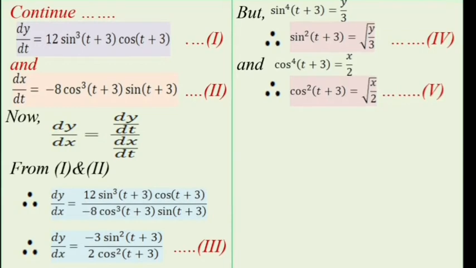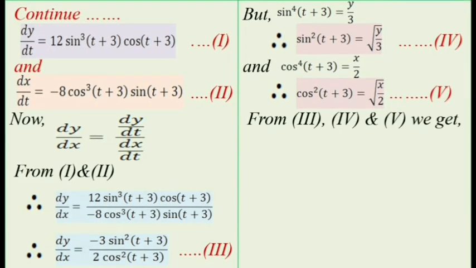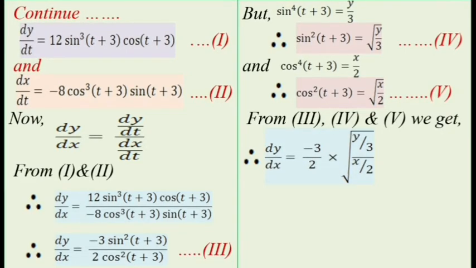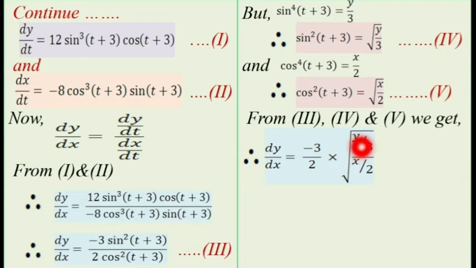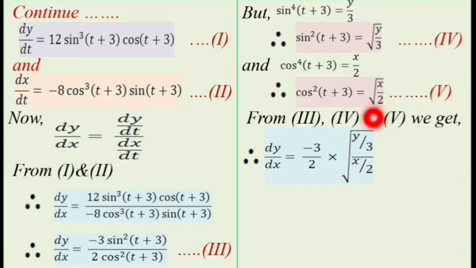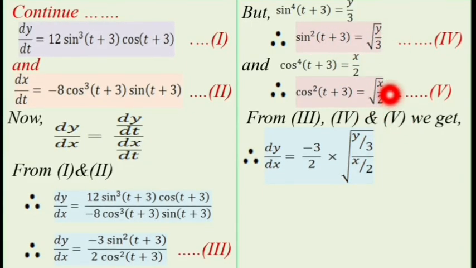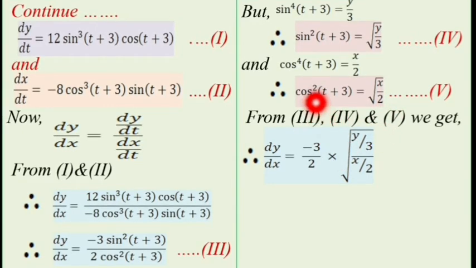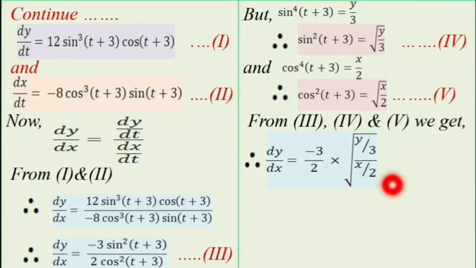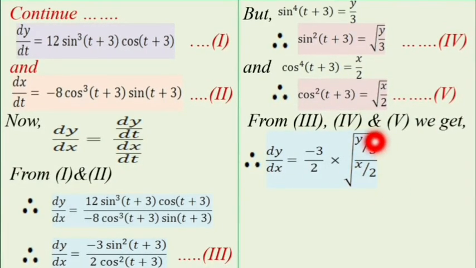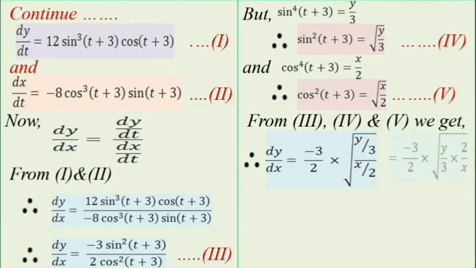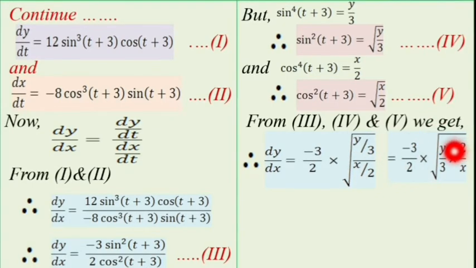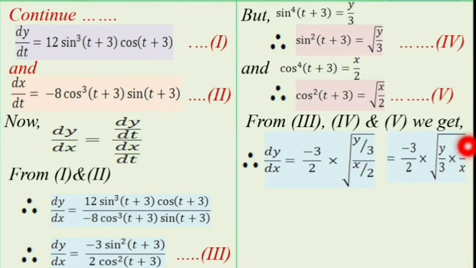Then from equations 3, 4 and 5 we get dy by dx equal to minus 3 upon 2 into the value of sin square t plus 3, equal to root of y plus 3, divided by the value of cos square t plus 3, that is root of x plus 2. Now again we have to simplify this, therefore we get equal to minus 3 upon 2 into root of y upon 3 into, by the product rule, 2 upon x.